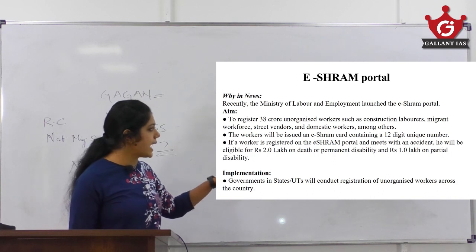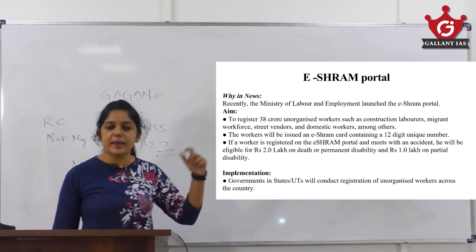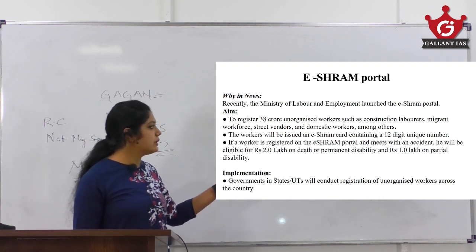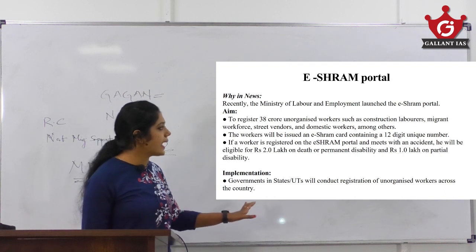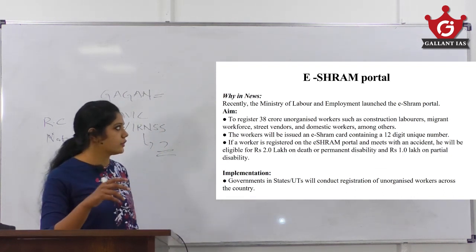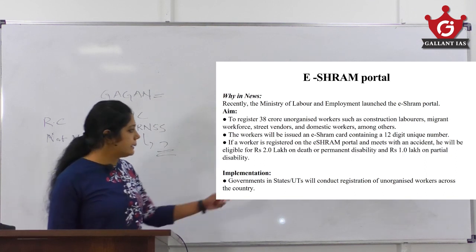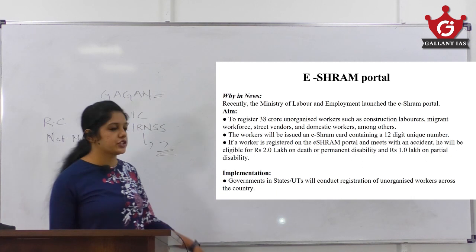So what is happening here is, if a worker is registered in the eShram portal and he meets with an accident, he will be eligible for 2 lakh on death or permanent disability and 1 lakh on partial disability. So the eShram portal is giving a kind of insurance. In implementation, governments in states and UTs will conduct this registration process.